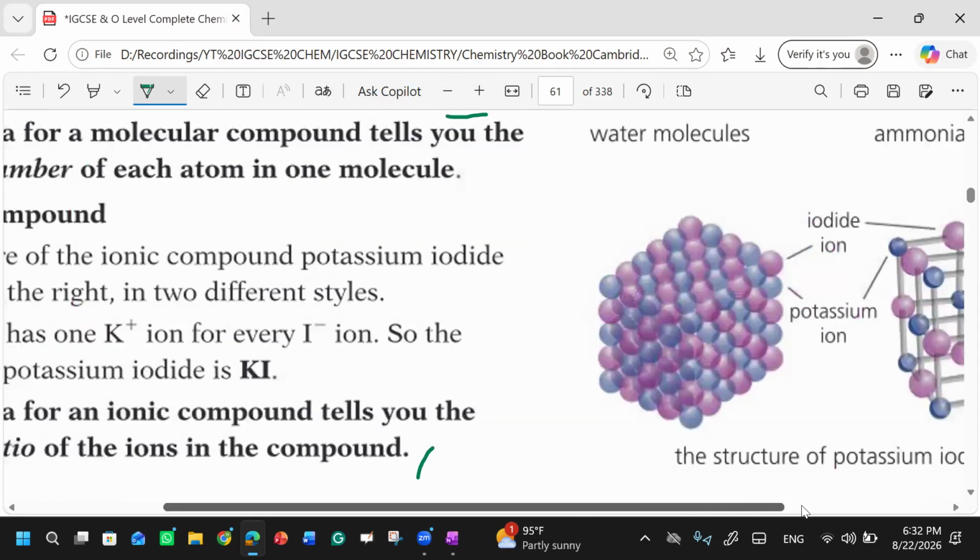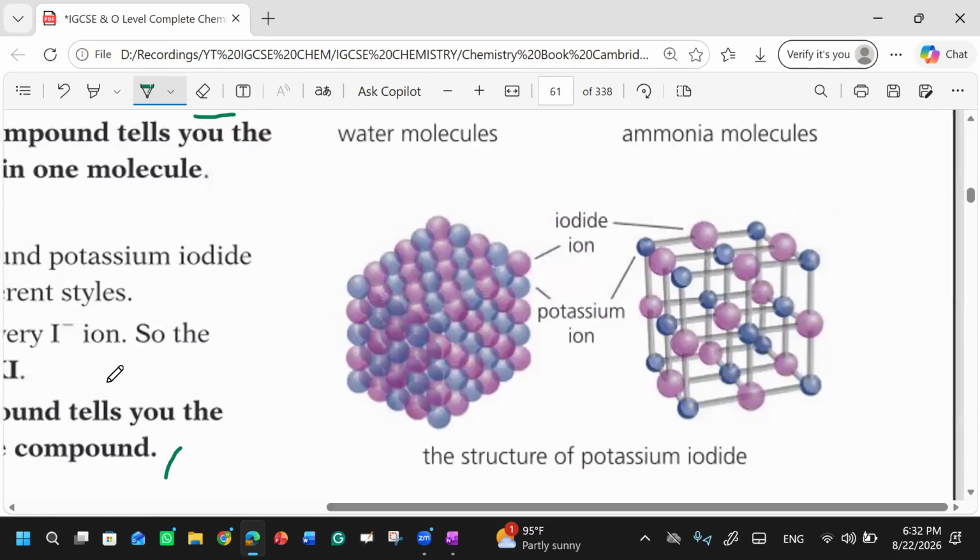No, it's not sharing. In ionic bonding, there is always one species losing and another gaining. They have mentioned that this one is purple color, so these bigger ones are iodine, and the smaller blue ones are potassium. If you see, in front of this potassium there is iodine, then after iodine there is potassium, then iodine, then potassium, then iodine.